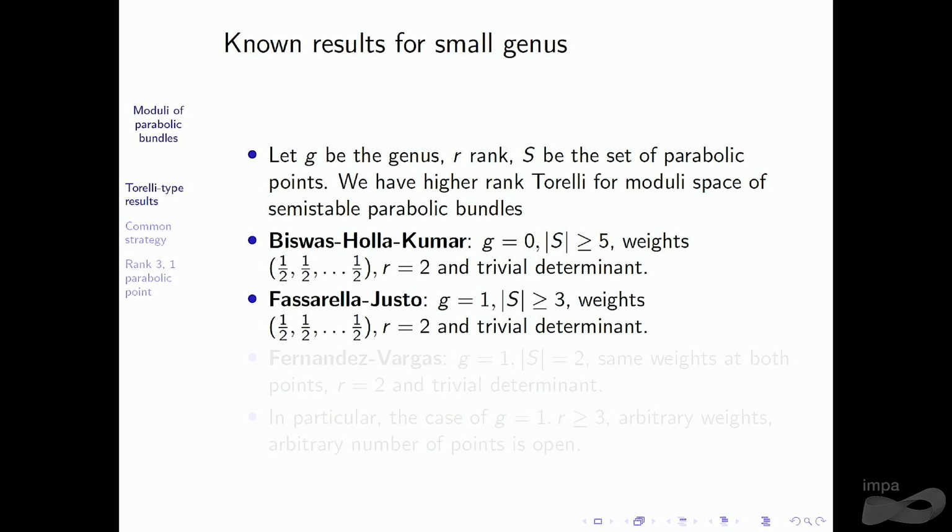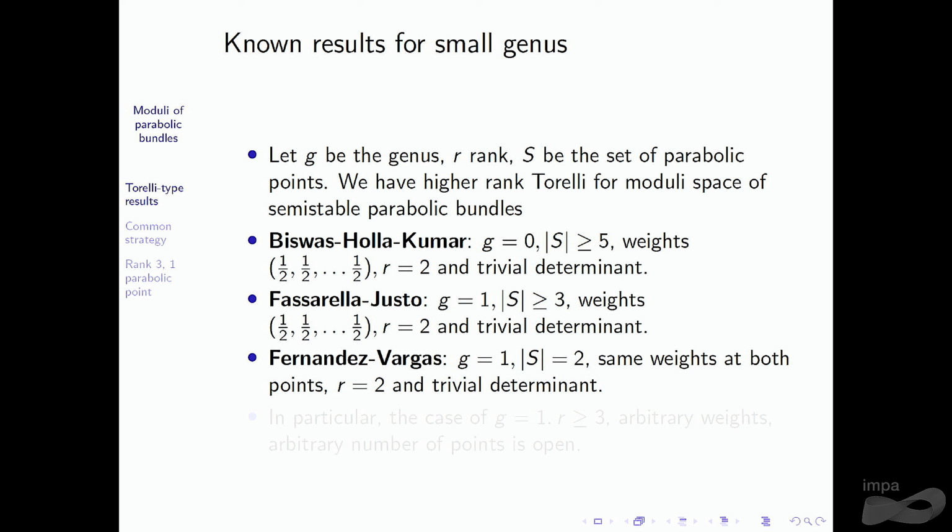Okay, and then Thiago is here. So Thiago and Luana showed this for the case of an elliptic curve, g equals 1. The number of points being greater than or equal to 3, and again rank equal to 2, and again for a very specific set of weights. Yeah? Okay.